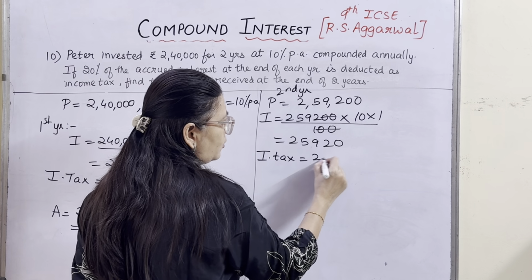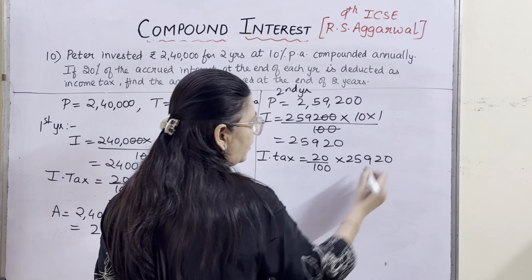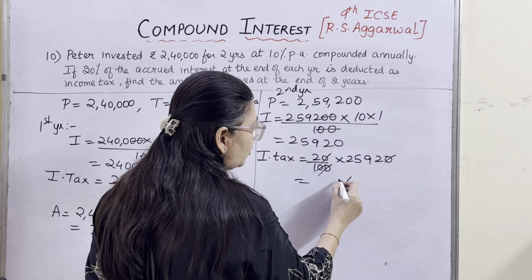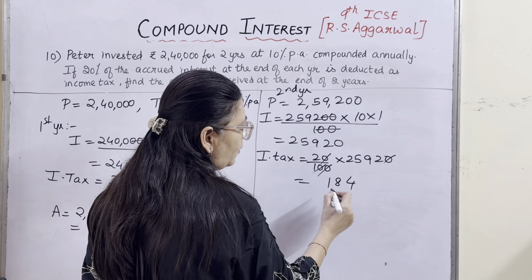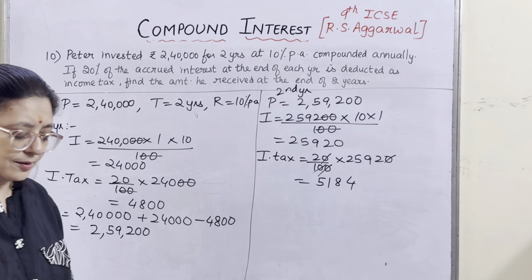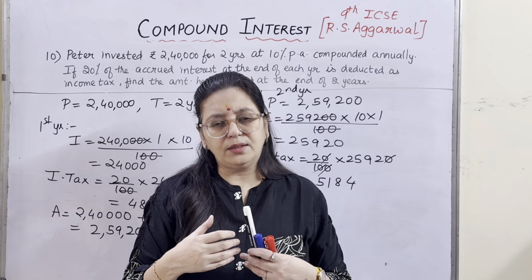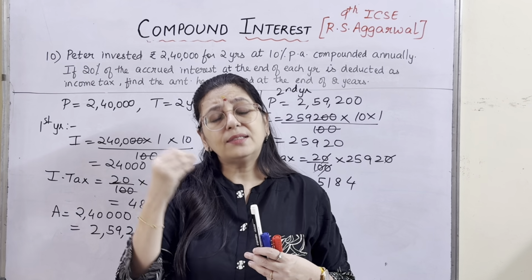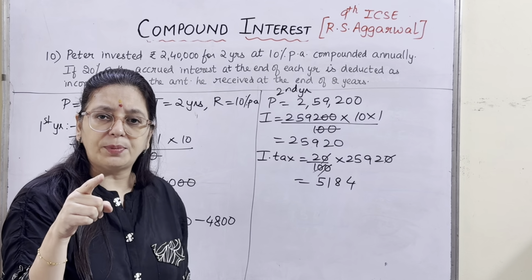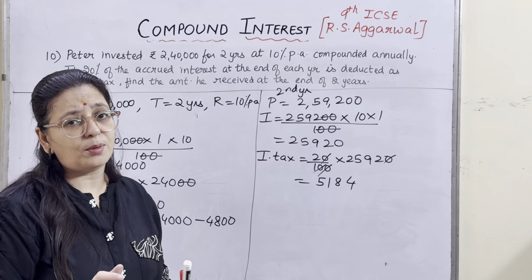So, income tax is 20% of 25,920. Zeros cut. 2 2s are 4, 9 2s are 18, 5 2s are 10, 11, 5. 5,184 is the income tax. Now, children, whatever income we are earning, we have to pay some income tax to the government. So, interest is an income for the person, he has to pay income tax. So, that amount will be deducted from his income.